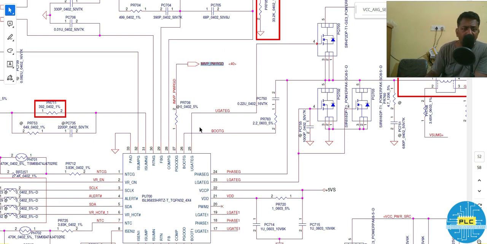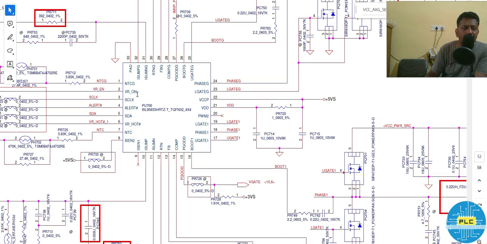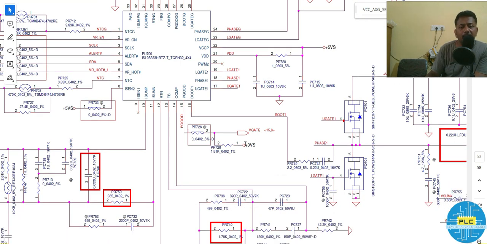That's it. Anything else? This pad is ground. All over, right? See, SDA, ACL, VRN, NTC, NTCG, iSense, iSum, iSumWen, RTN, feedback, comp, power good, boot. What else? Everything over. And one more thing is there: P good will carry this 3 VS. This is the pull up resistor. V gate is the final output of this VCC core IC.